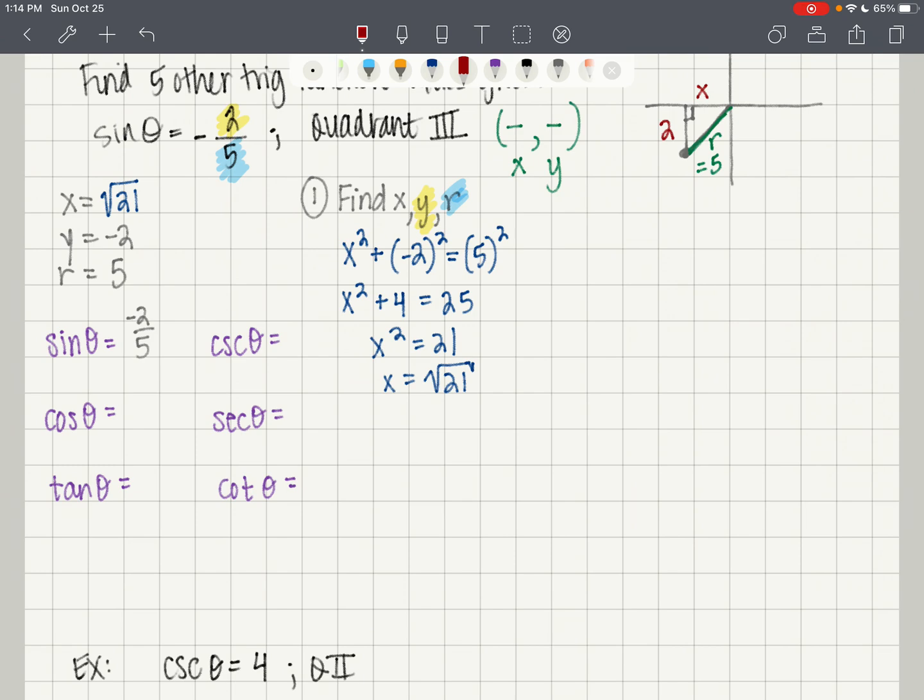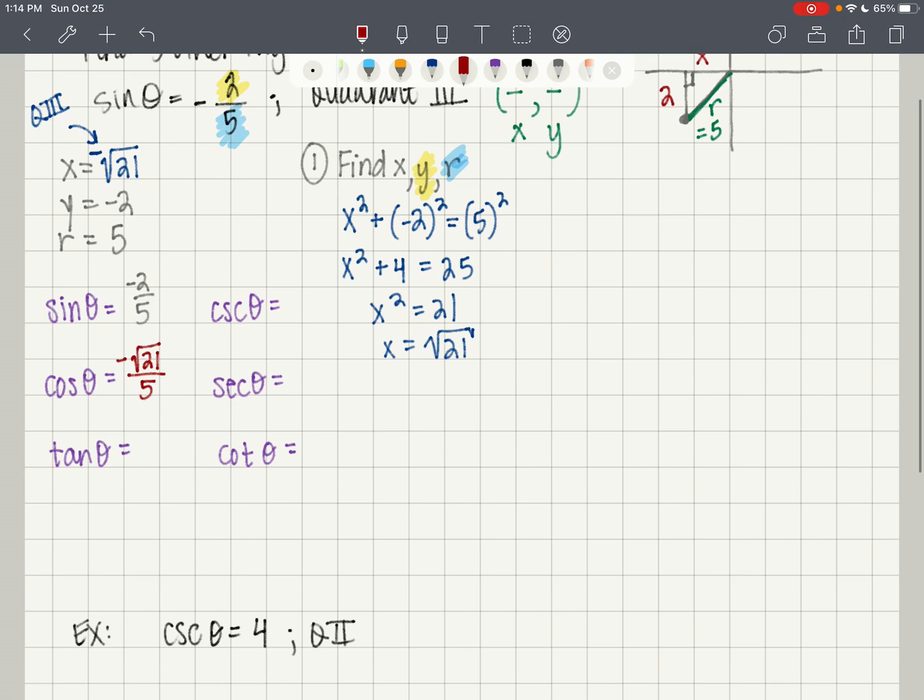Cosine of theta is x over r. There is something missing here. X is negative. How do I know that x is negative? Because we are in quadrant 3. So our answer for cosine of theta is negative square root of 21 over 5. The tangent of theta is -2 over negative square root of 21, which is 2 over the square root of 21, which rationalized is 2 times the square root of 21 over 21.